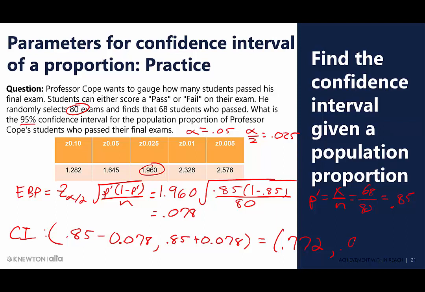0.772 up to 0.928. And what that means is that Professor Cope is 95% confident that the proportion of all students who pass this exam is somewhere between 0.772 and 92.8%.